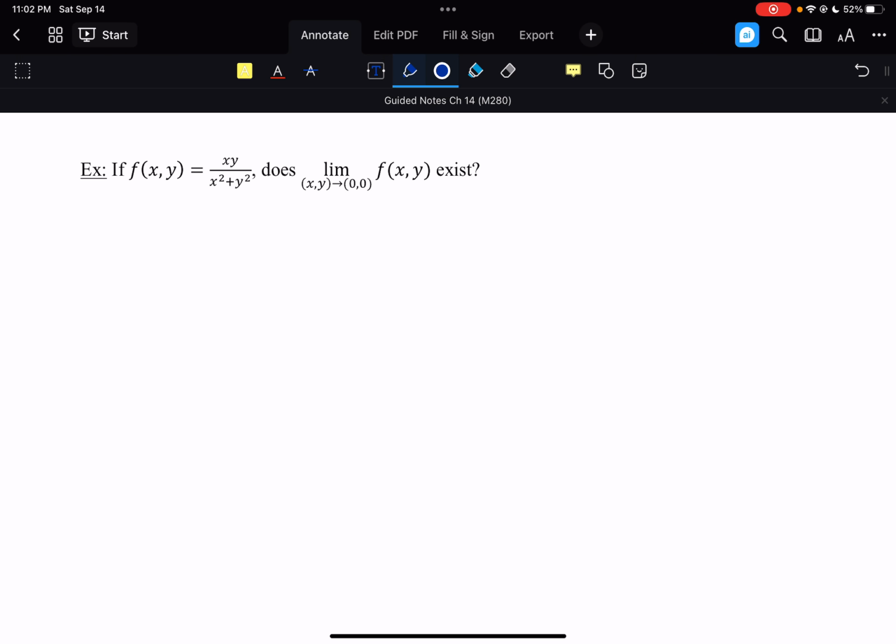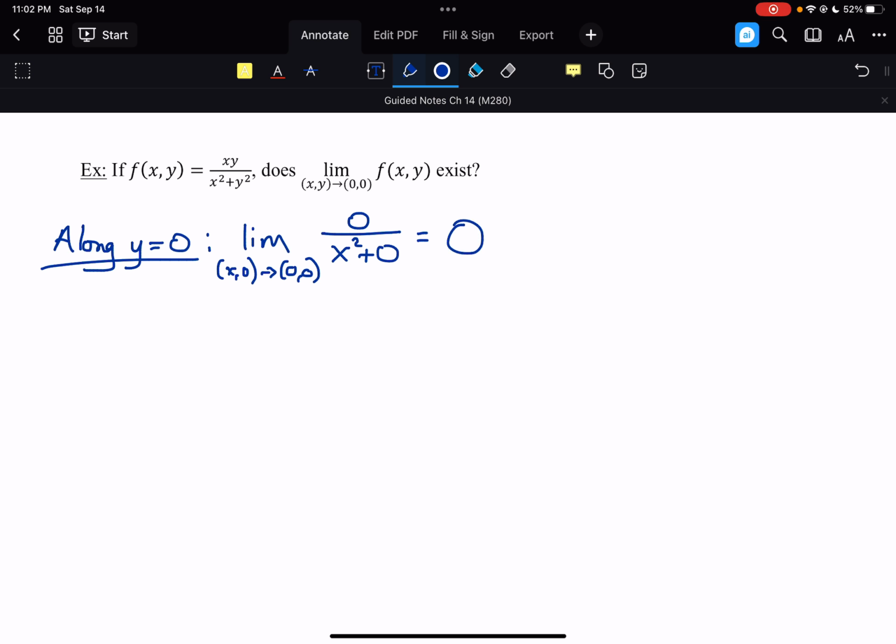So we have the function xy over (x squared plus y squared). Does the limit exist? The last one said show that it doesn't exist, so it was assuming it didn't. This one is asking us, does it or not? Well, let's try the axes again, because we're approaching (0,0). We'll do the x-axis, which is y equals 0. So we get the limit as (x, 0) approaches (0,0) of 0 over (x squared plus 0), which is just 0.